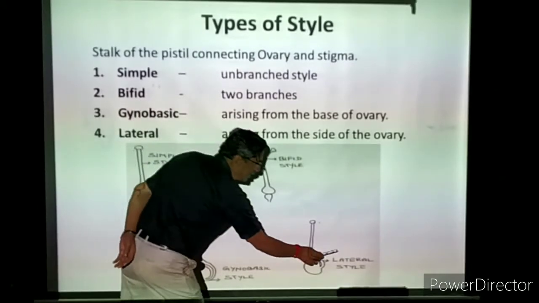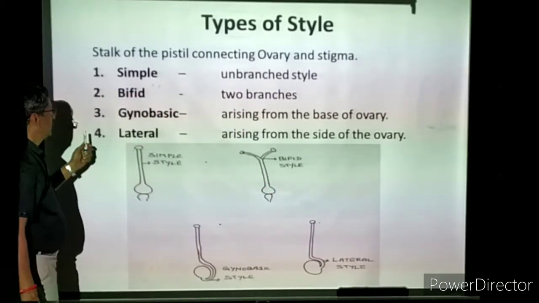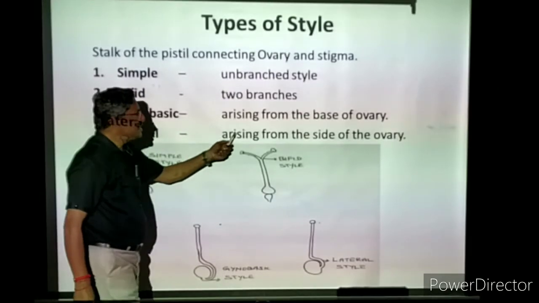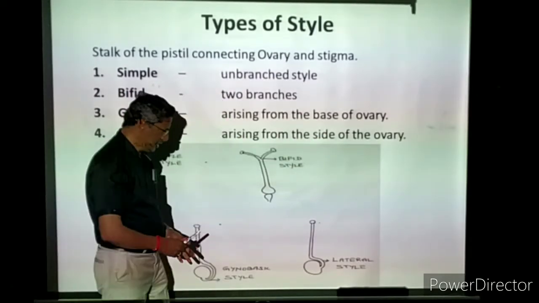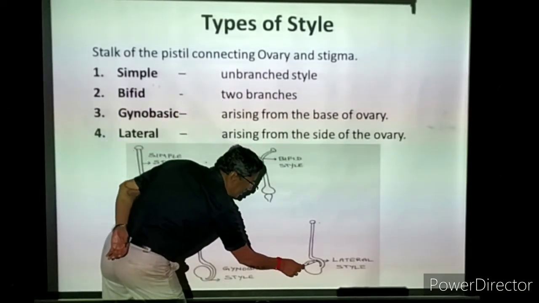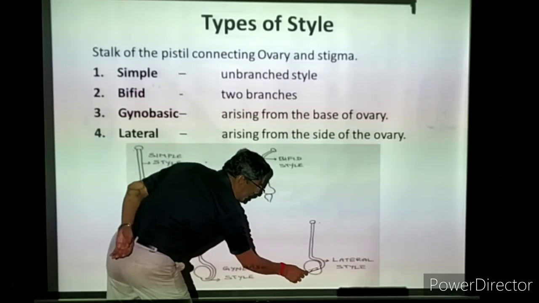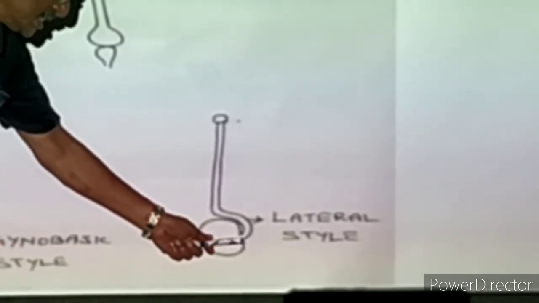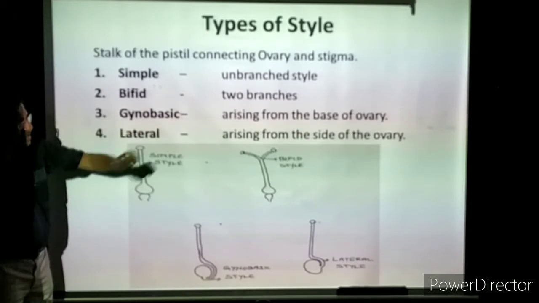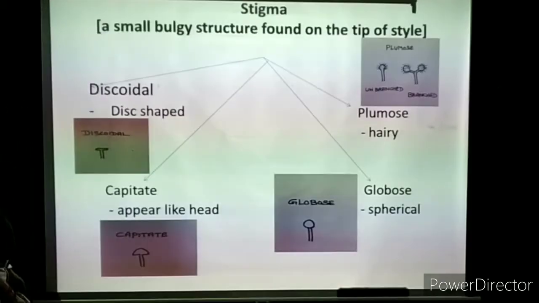The next one is lateral style. You see that? Lateral style. Arising from the side of the ovary. In the diagram itself we can understand. This is the ovary. Now this is the side, either this side or this side. This is the side of the ovary. The style is arising from the side, then it is coming up, then it is growing straight. So since the style is arising from one side of the ovary, either this side or this side, then it is called lateral style. Arising from the side of the ovary.